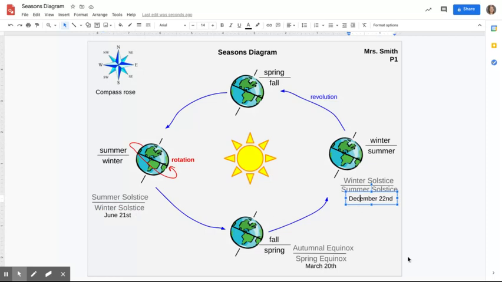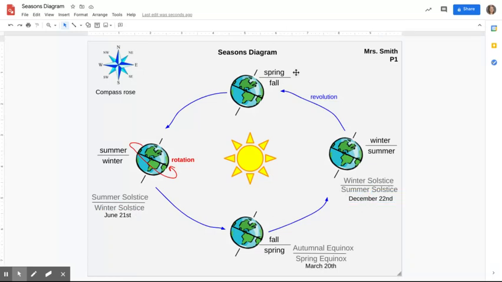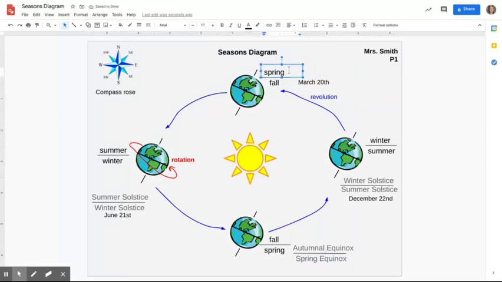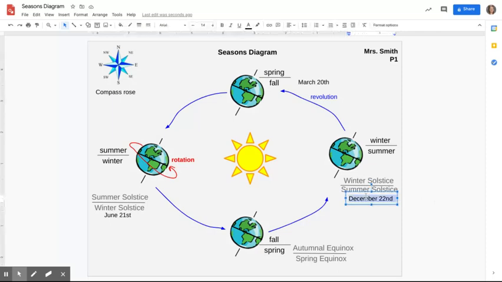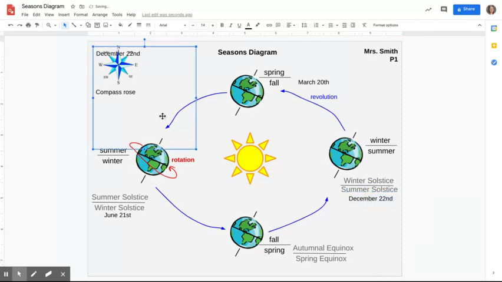I'm so sorry, I messed up my dates here. This is going to be for our spring equinox, because if you think about it, our spring takes place in March. So that's just kind of how you can think about which one is where. So our date for our autumnal equinox is going to be September.